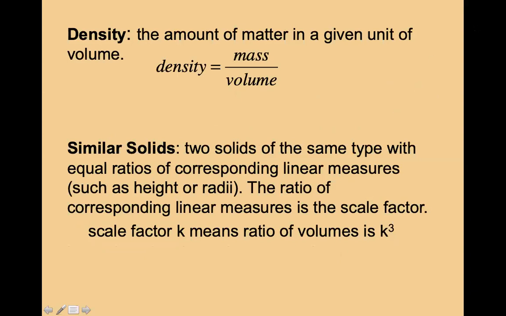Another thing that's going to come up in today's lesson is density. Density is the amount of matter in a given unit of volume. So to find the density of something, you take its mass and divide by its volume. We're going to also talk about similar solids: two solids of the same type with equal ratios of corresponding linear measures, such as the height or the radius. You take the scale factor between those two similar figures and cube it to get the ratio of the volumes.